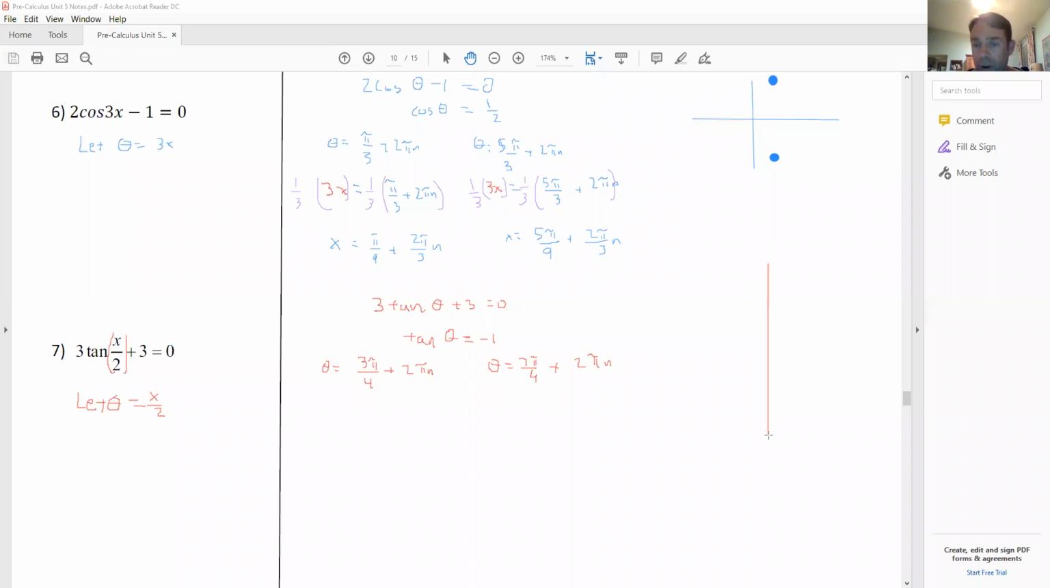So when we go ahead and set it up here, we have an angle here and we have an angle here. I never actually wrote those angles up here. Those link together. They are pi apart. So we can actually go ahead and bring them together as one. So theta equals 3 pi over 4 plus pi n.